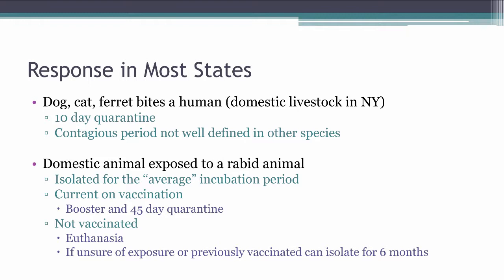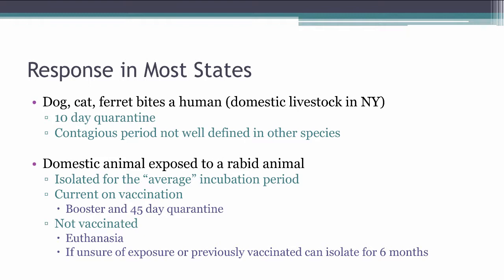So if they're current on vaccination, this is booster and a 45-day quarantine. It's because we get a really strong anamnestic response from that vaccine, and we know that it provides very good protection against rabies. And it is believed that if you're going to develop rabies when you were vaccinated, it's probably going to be some overwhelming exposure, and those tend to cause disease much faster. So that's why there's a shorter time period for that. If you're not vaccinated and you're exposed to a rabid animal, euthanasia is recommended. That is a very high-risk situation.